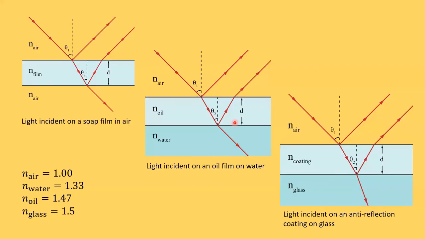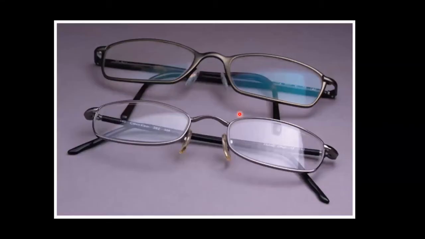Notice, by the way, they're using the letter lowercase d for the thickness of the thin layer, same as your book. Graphic from your book. It's clear that the top glasses have an anti-reflective coating. The lenses down here are reflecting white light, which is really the whole spectrum of visible light.